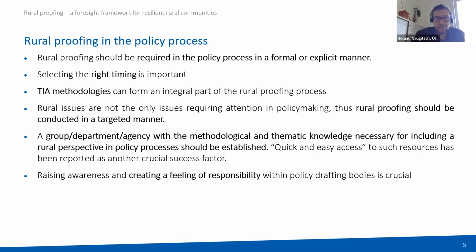And TIA methodologies in some kind of form are applied in some of them, and they are forming an integral part of the rule proofing process. So at a specific point in time in the policy drafting, to have an assessment based on territorial impact assessment to find out how are rural regions affected. Are they affected differently than others? That can provide valuable input to the overall design of a policy with rural regions in mind.